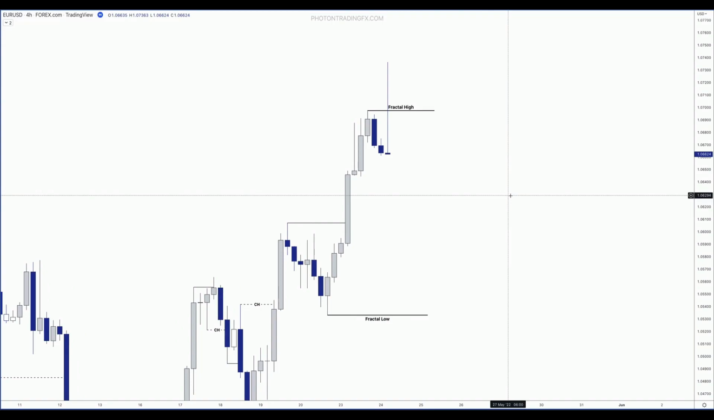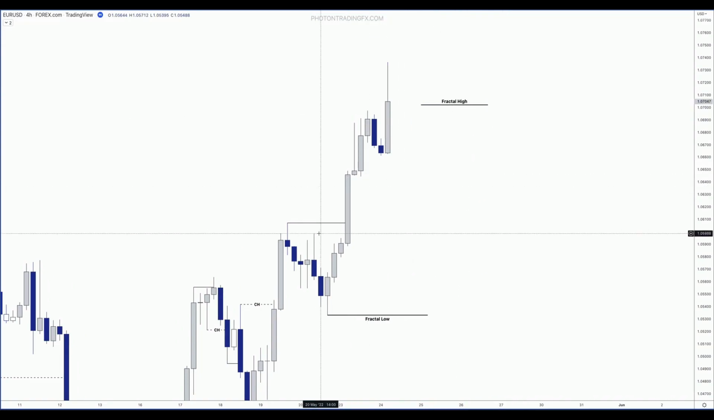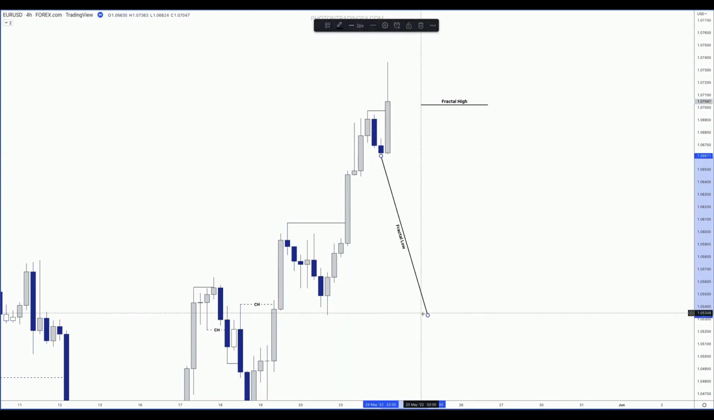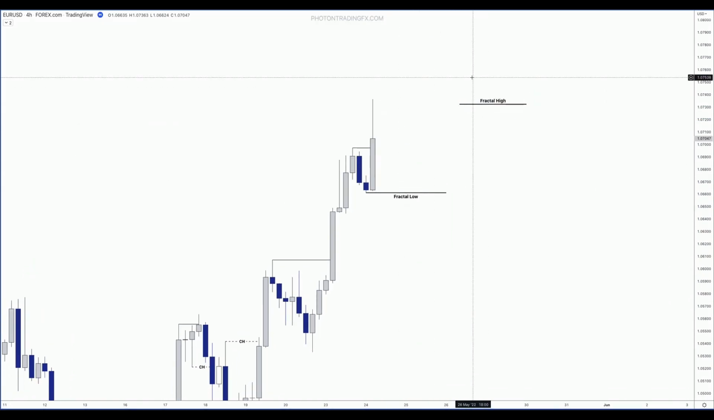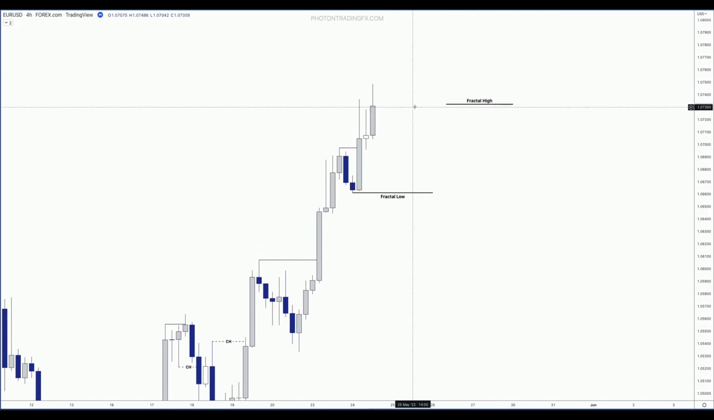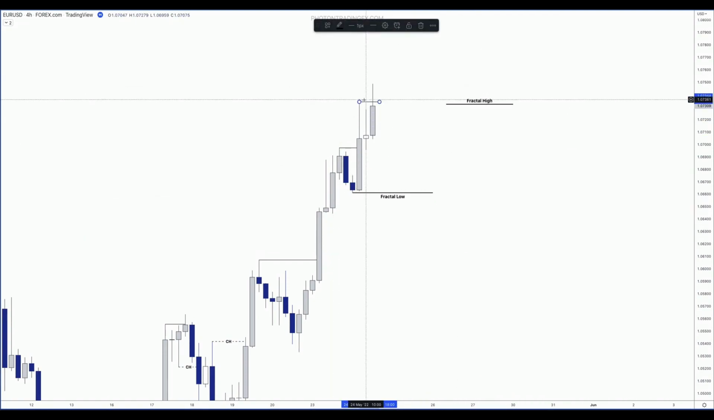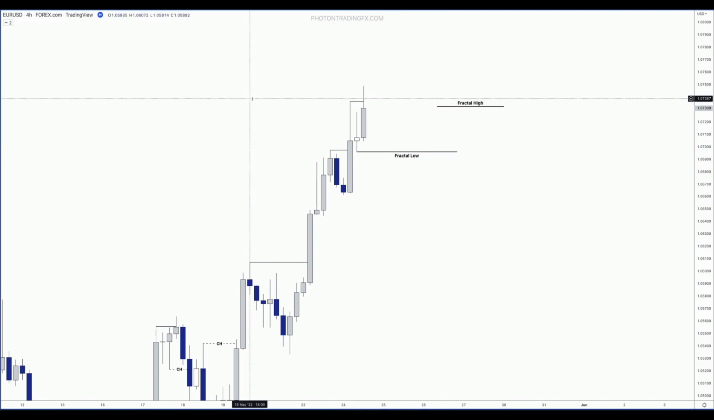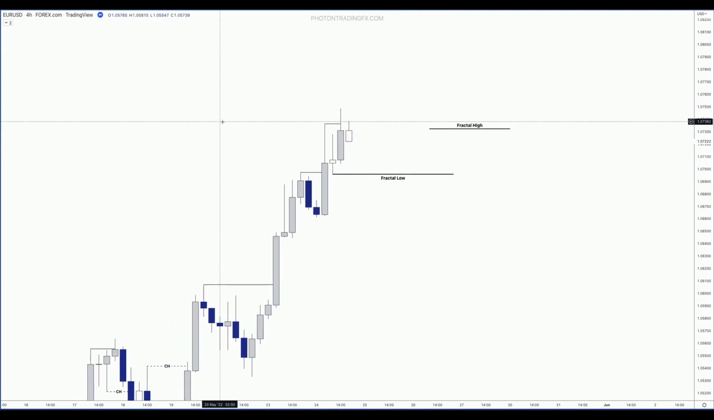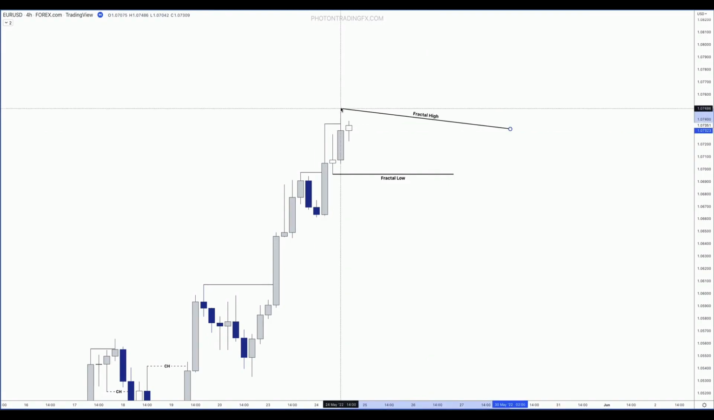Now we pull back and then we break the structure to the upside. So then we have a continuation. All right. And then this becomes our fractal low, as this was the last candle to fail to break the previous candle's high. Cool. So we pull back. You see, sometimes if you go really quickly, you can miss things, but we had that continuation, right? Price pulls back, so we had the fractal pullback, and then we continue to the upside. Inside bar was the last candle to fail to break the previous candle's high. So that becomes our fractal low. So we pull back, so this becomes our fractal high.